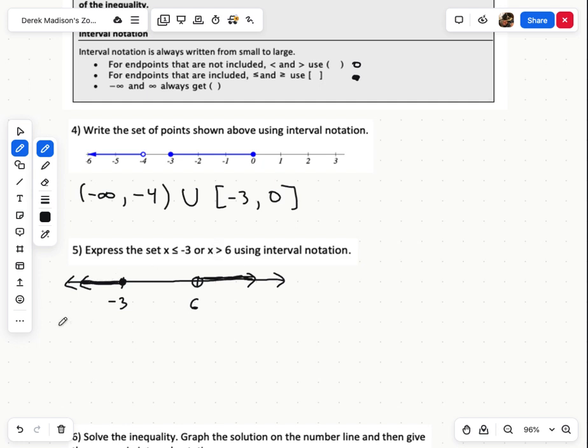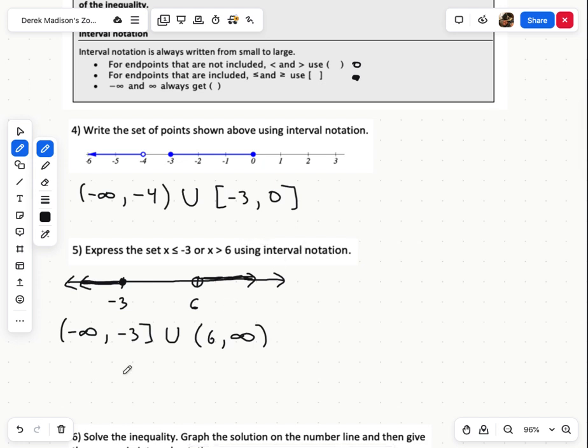So we would start out here at negative infinity. Again, the infinities always get a parenthesis because we can't ever get there and include it. And that's going to go up to negative 3. We'll use a bracket on that one because of the equals. And then we'll have a union because we have a gap between our solution sets. We pick back up at 6, parenthesis there because of the open dot and no equals, and on out to infinity from there. And so that would be our solution set in interval notation.